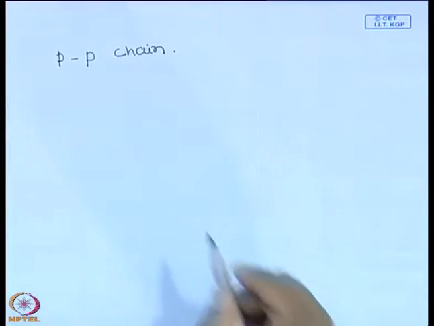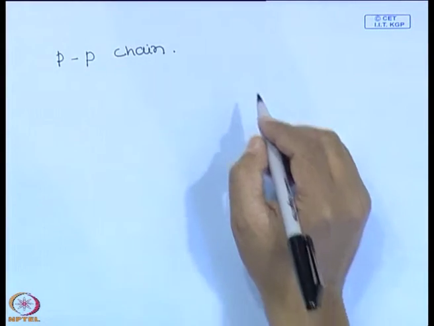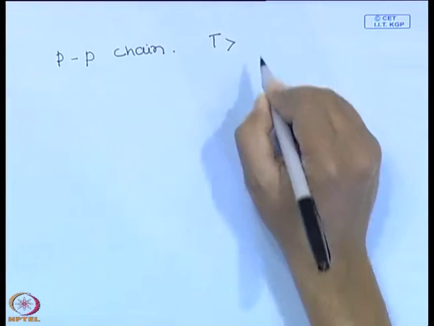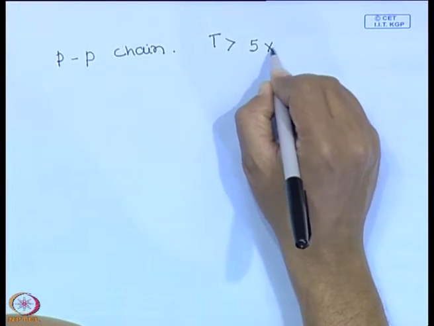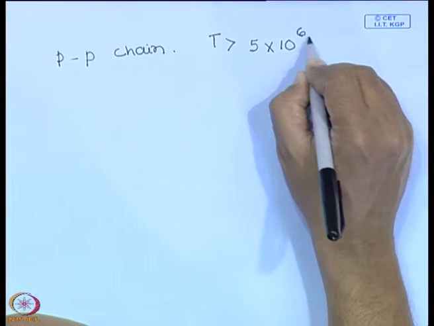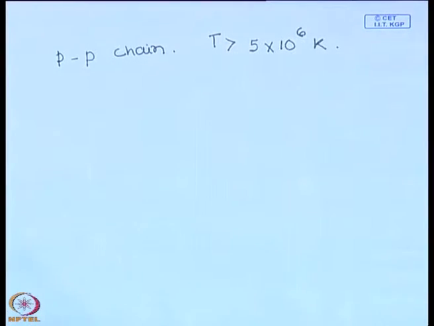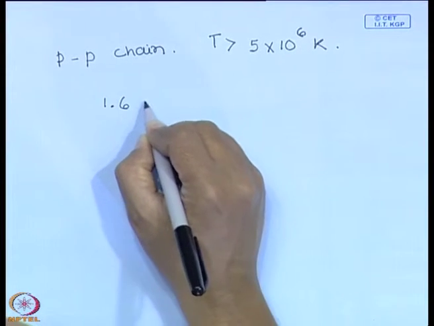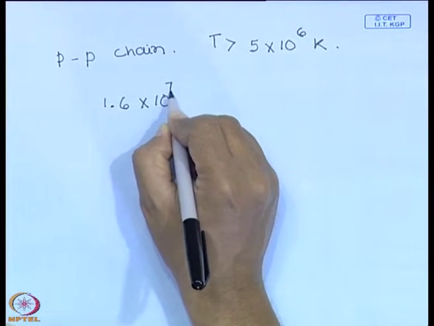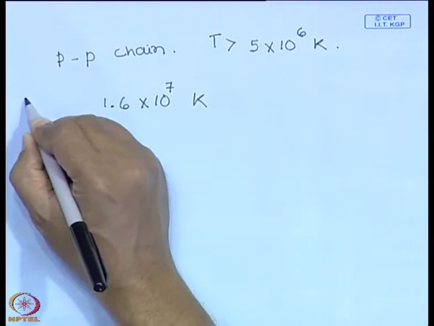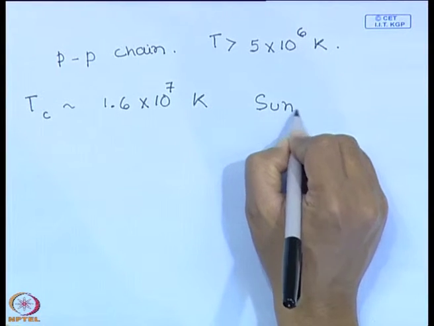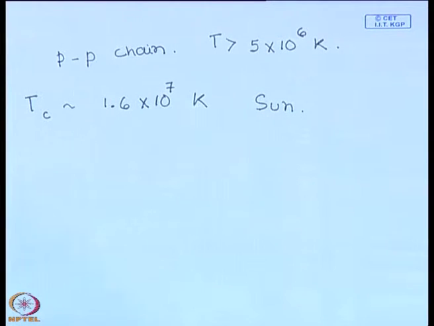This process becomes effective at temperatures greater than 5 million Kelvin. And the temperature at the core of the sun is around 1.6 × 10^7 Kelvin. So, we expect this mechanism to be functional in the core of the sun.